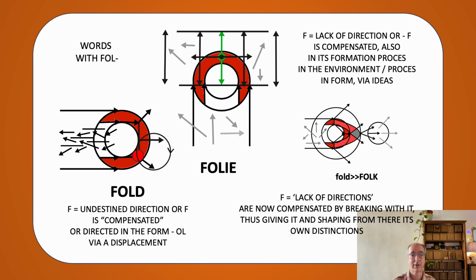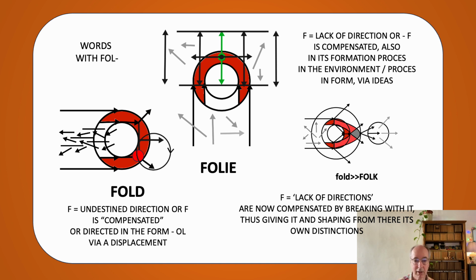It's just a translation of the same thing in the context that we know it. Is also compensated, and here it's compensated again in the formation process, in the environment, in the formation process with form, in forms, and the E is with multiple ideas. So that means the whole lack of direction is now finding form by just following ideas, which basically try to give it a new direction, but that doesn't mean that the lack of direction is not simply finding new direction by following the formation processes alone.